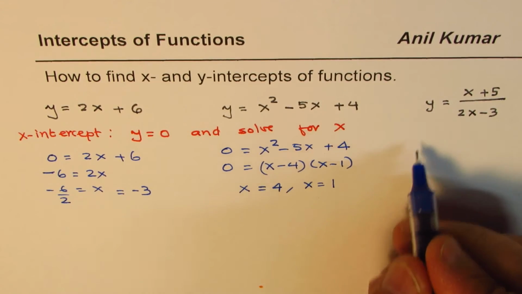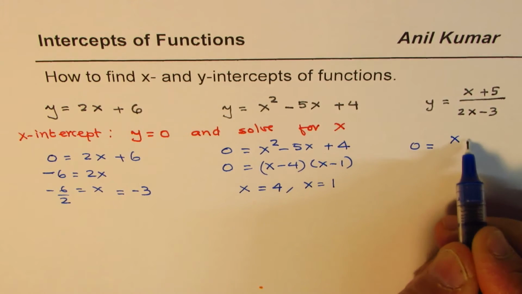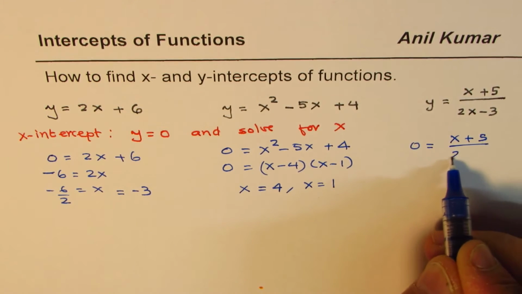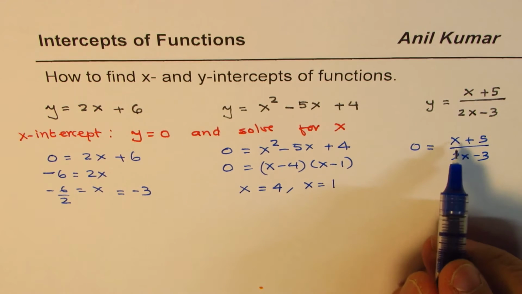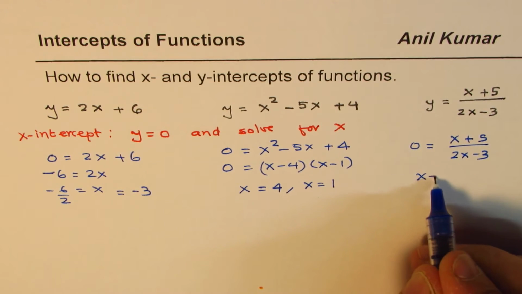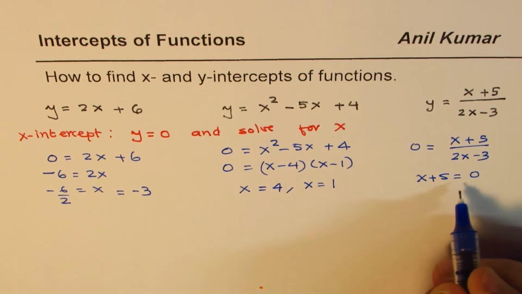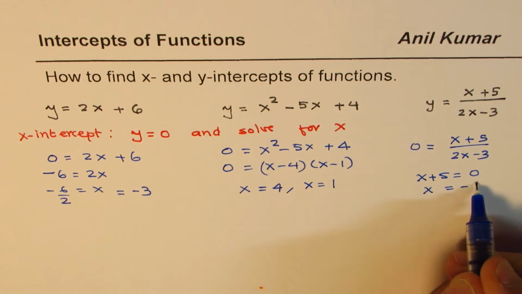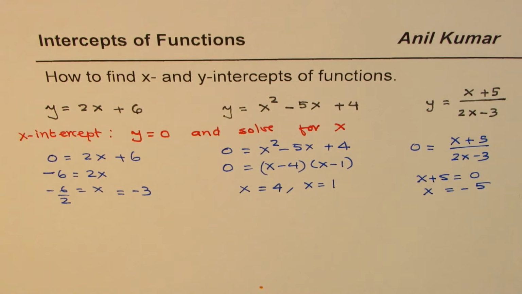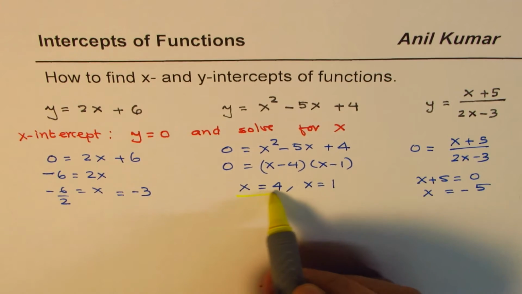Now in this equation, if I write 0 for y, I get 0 equals x plus 5 over 2x minus 3. The numerator should be 0. That means x plus 5 equals 0, and that gives me the answer x equals minus 5. So we have found the x-intercepts by placing y equals 0. These are the values.